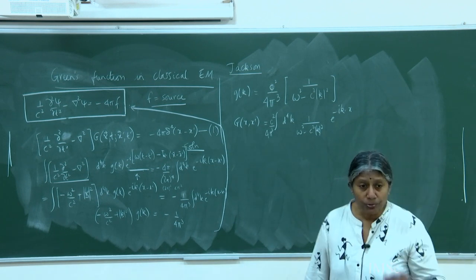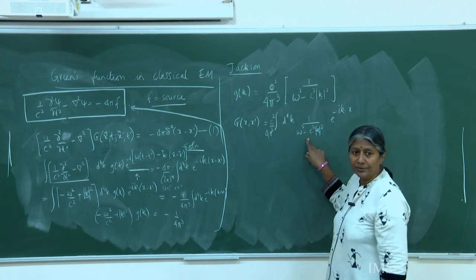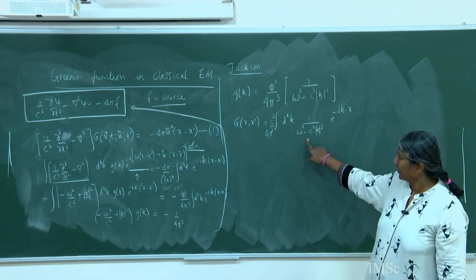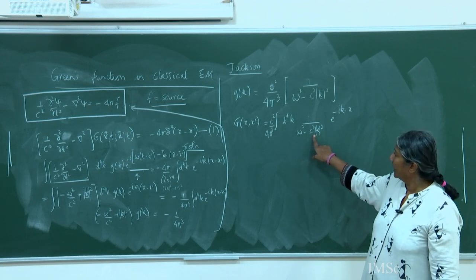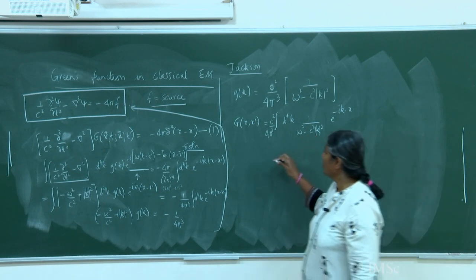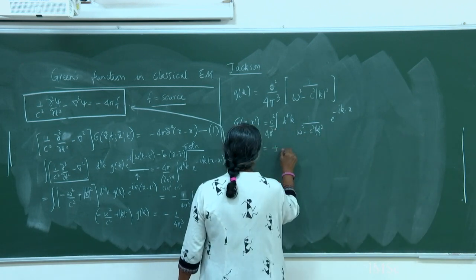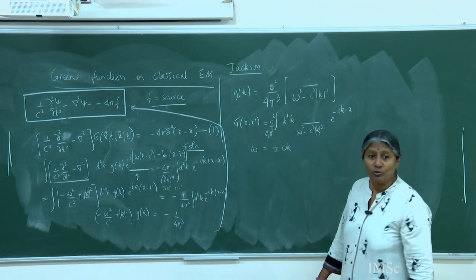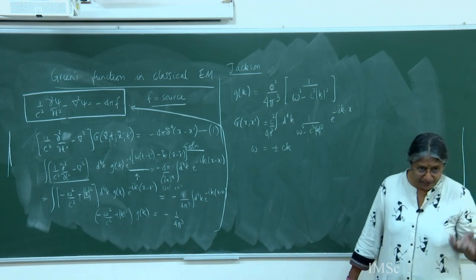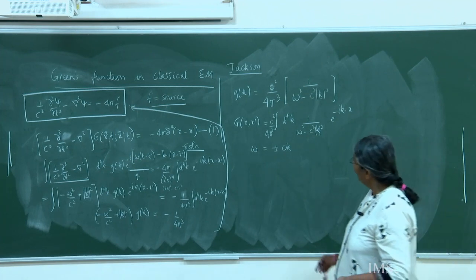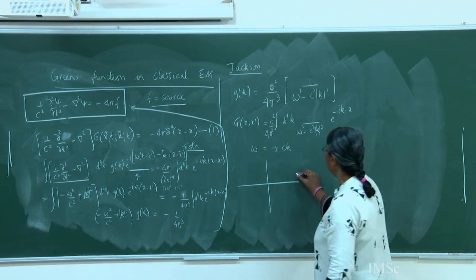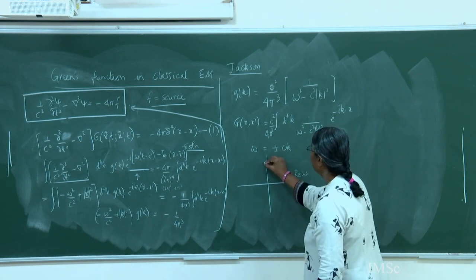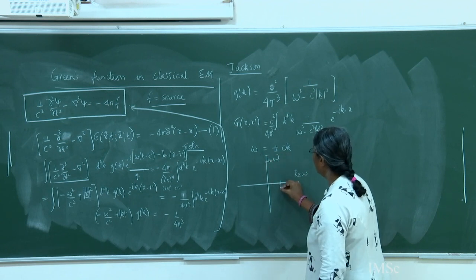So you can see that in order to do this integration, I have to worry about this denominator because now I have some zeros. Where do I have the zeros? There are 2 poles at plus and minus ck. So I have 2 poles at omega equal to plus or minus ck. And we know how to solve such integrals with poles. What do you immediately do? You go to the complex plane, real omega, imaginary omega, where the poles are at plus and minus ck. We can do the epsilon method.